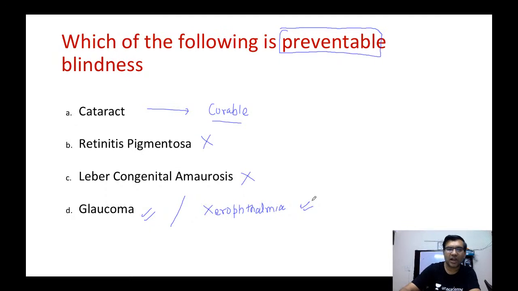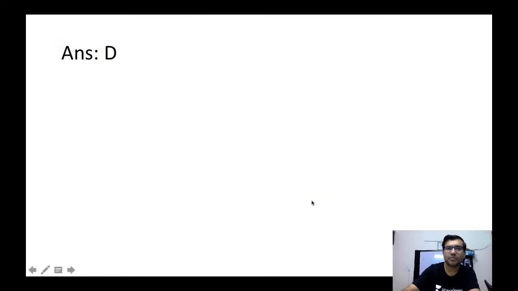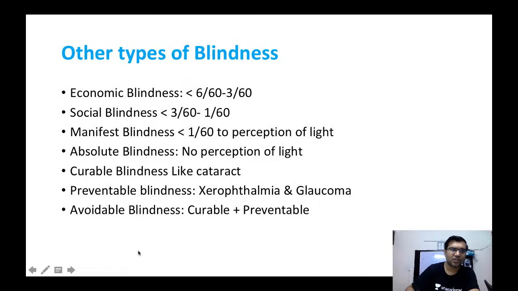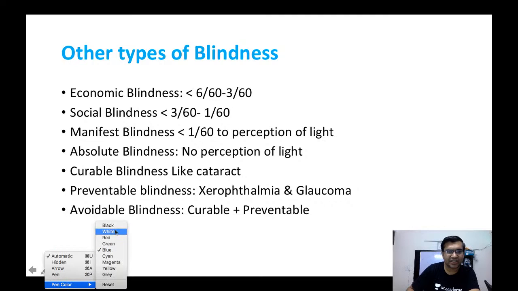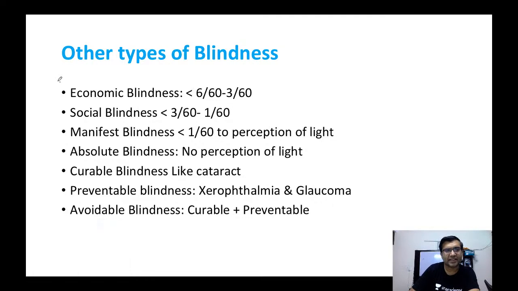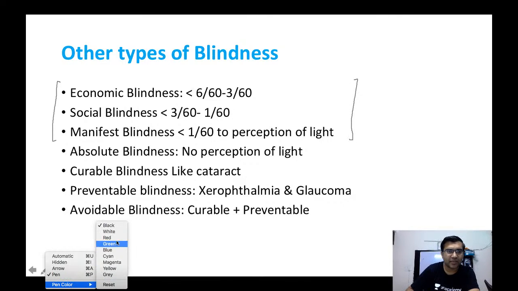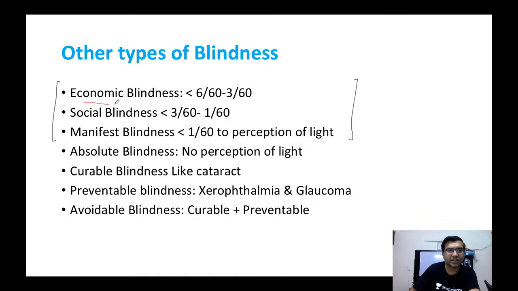Now I would be telling you about the various types of blindness, because I think there is a lot of confusion regarding the various types of blindness. So first are the 3 definitions which are there in the National Program for Control of Blindness. The first one is economic blindness. What is the meaning of economic blindness? Economic blindness is when the vision is between 3/60 to 6/60 in the better eye.